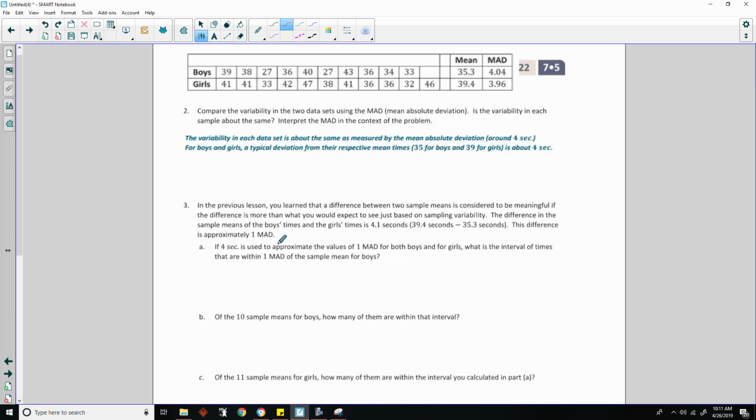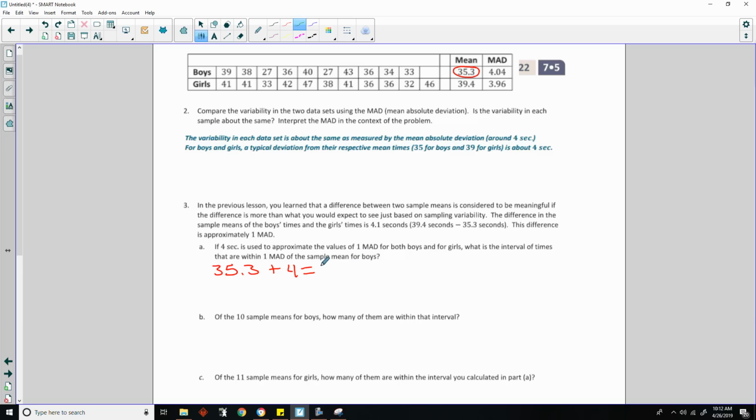A, if 4 seconds is used to approximate the values of one mean absolute deviation for both boys and girls, what is the interval of times that are within one mean absolute deviation of the sample mean for the boys? Okay, so what is the interval of times that are within one mean absolute deviation of the boys? So 35.3 seconds was the boys' mean. So you take that mean and you add one mean absolute deviation of 4 seconds. It's approximately 4 seconds.